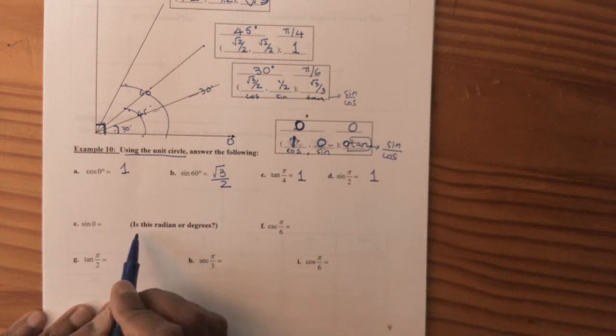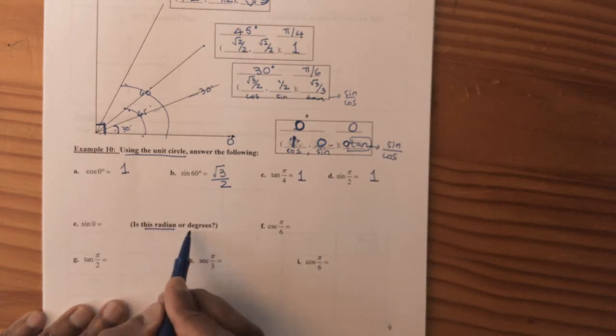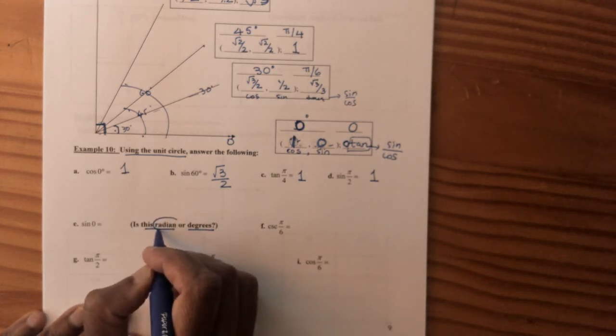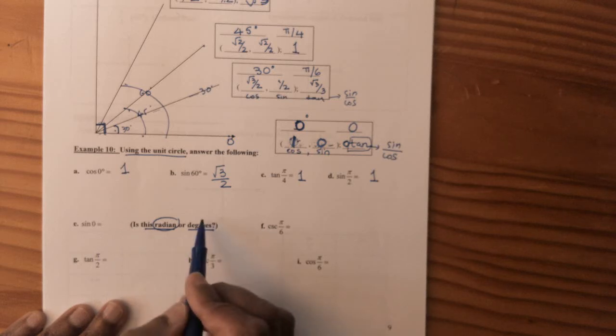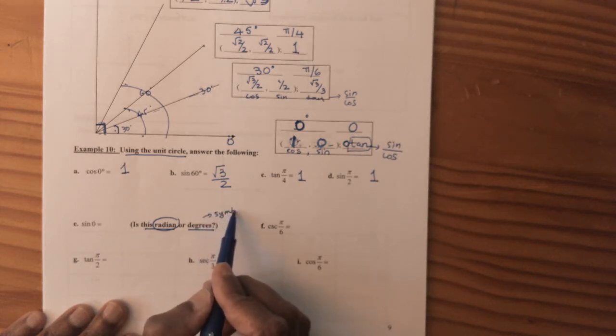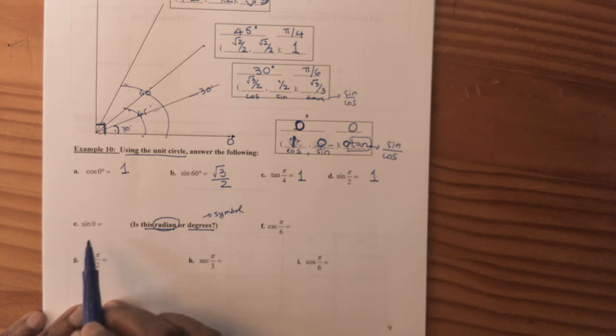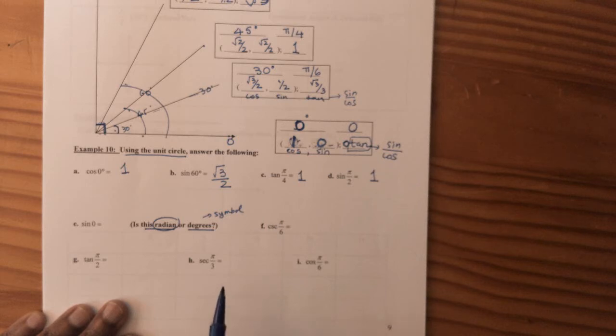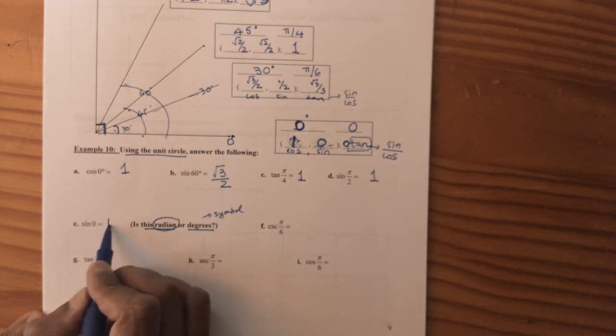Sine 0. Okay, so it's asking us a question, is this radian or degree? It is actually radian. The reason being, for a degree, it has to have the degree symbol. You need the symbol. If the symbol is not there, you can't read it as degrees. So we are looking at sine 0 radian. Sine 0 radian just happens to be the same as the degree. So sine 0 is basically 0.